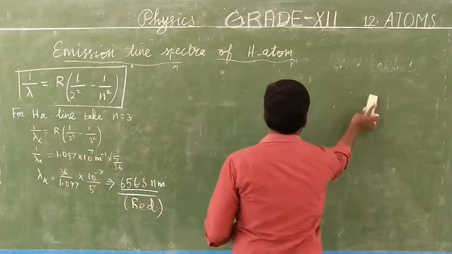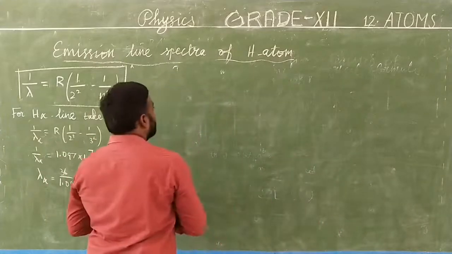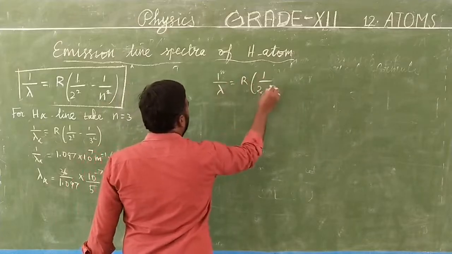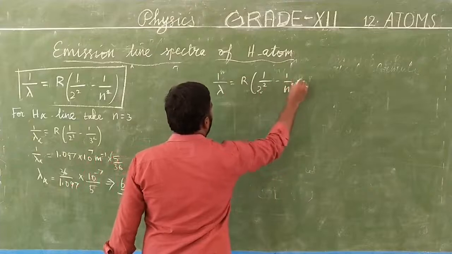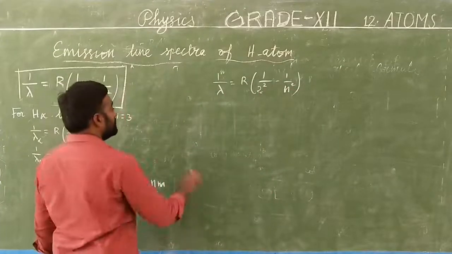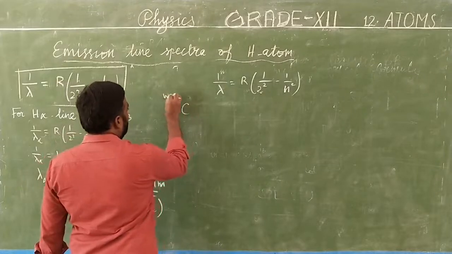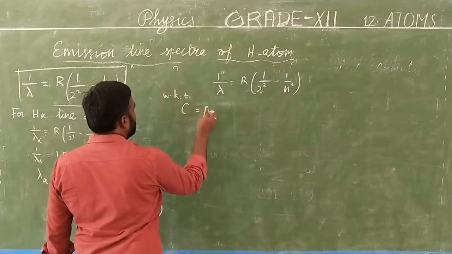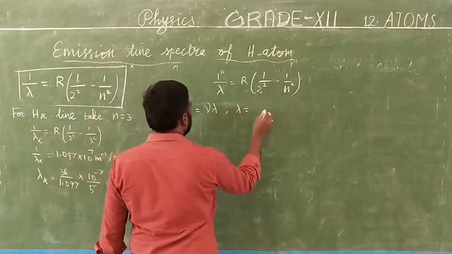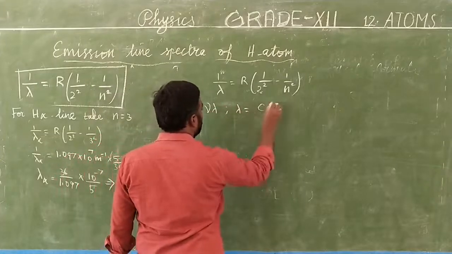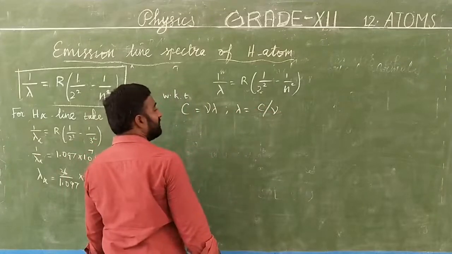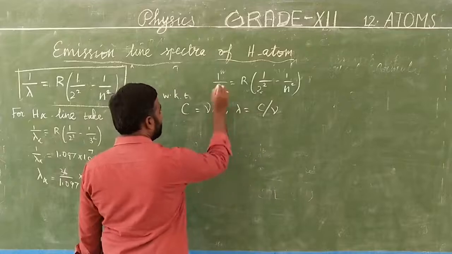Once we write the empirical formula, that is 1 by lambda is equal to R into 1 by 2 square minus 1 by n square. We know the relation between the speed of light and the wavelength. The speed of light is equal to frequency times wavelength, so wavelength is equal to speed by frequency. So instead of wavelength, substitute speed by frequency. So substitute the value here.